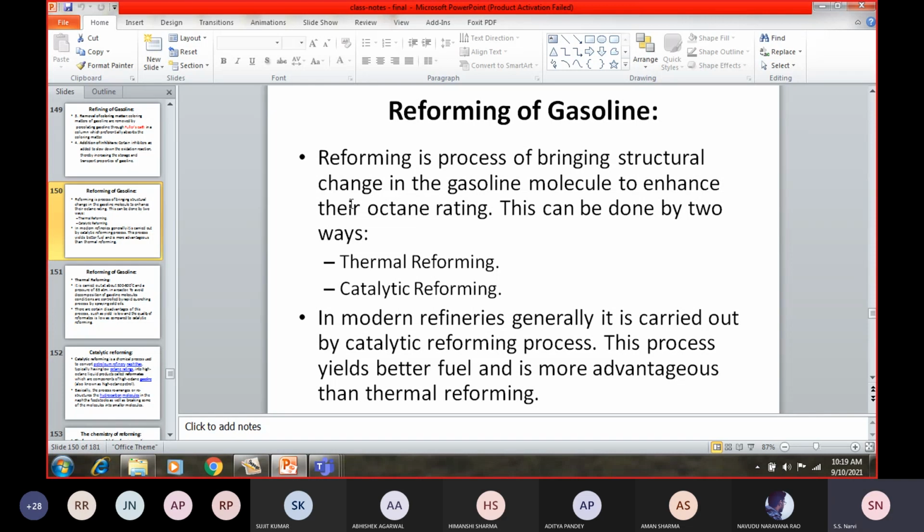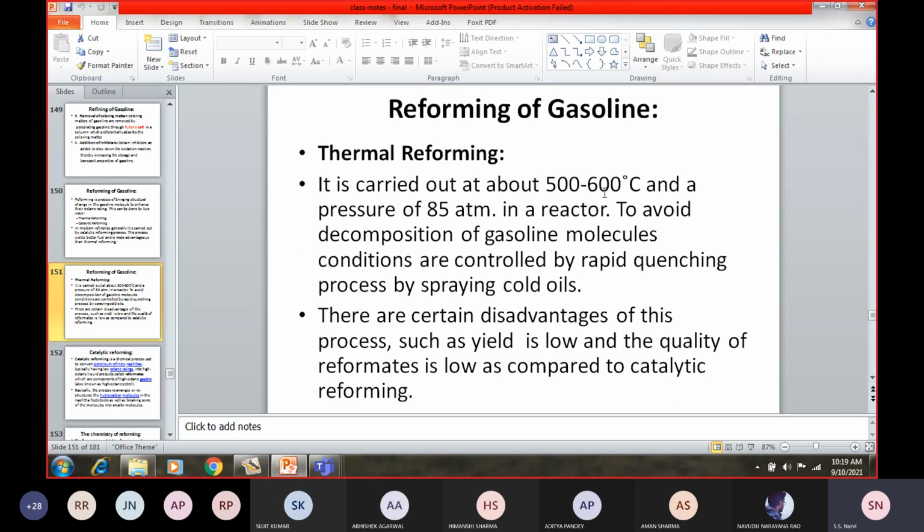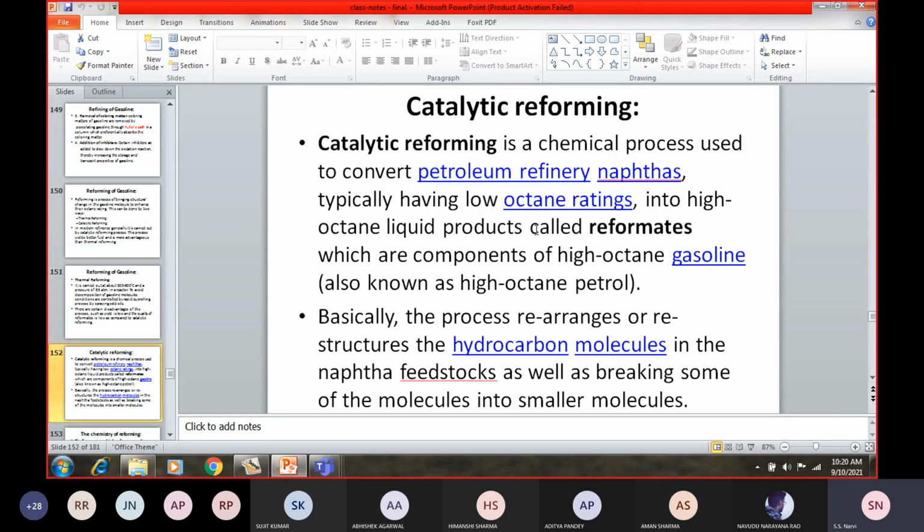For reforming also two types of reactors are there: thermal reforming reactor and catalytic reforming reactor. Whether it is refining, cracking, polymerization or reforming, the catalytic process is always preferred as compared to the thermal process. Thermal reforming runs at this temperature. This I have already given you in your slide and uploaded it. Catalytic reforming is done with the help of a similar type of catalyst.